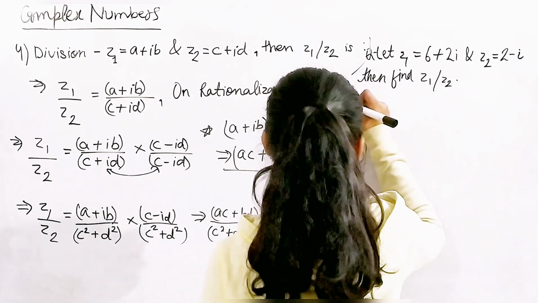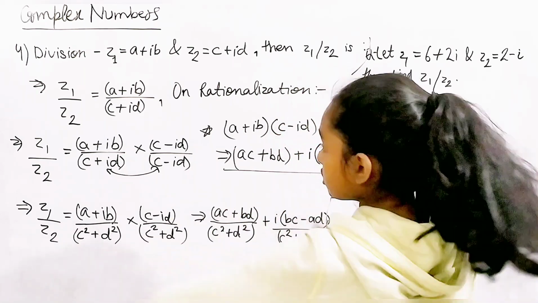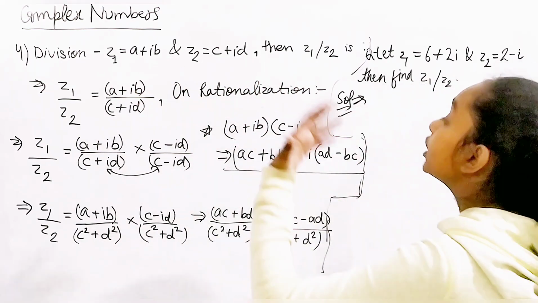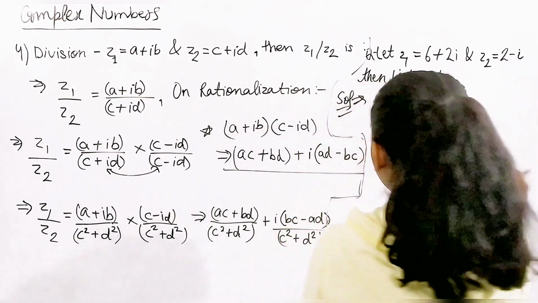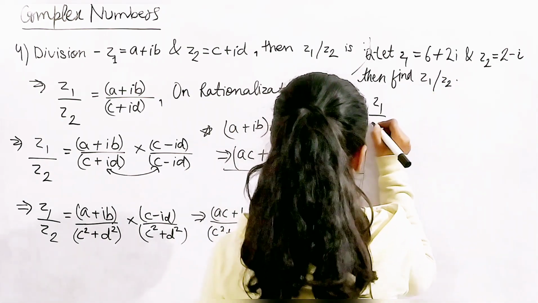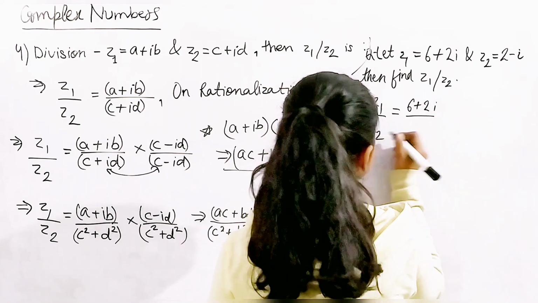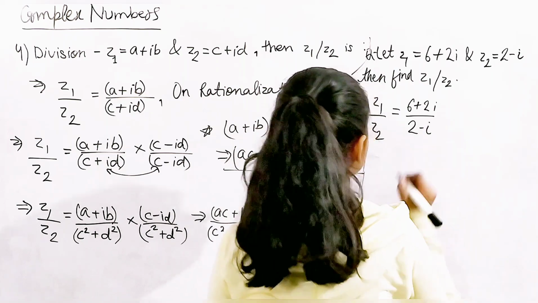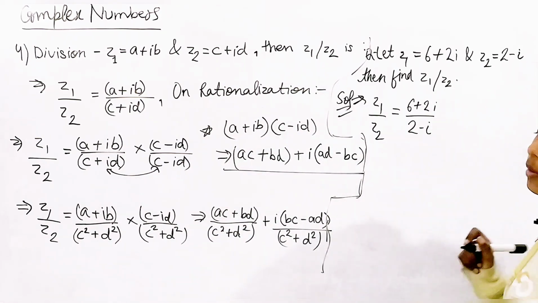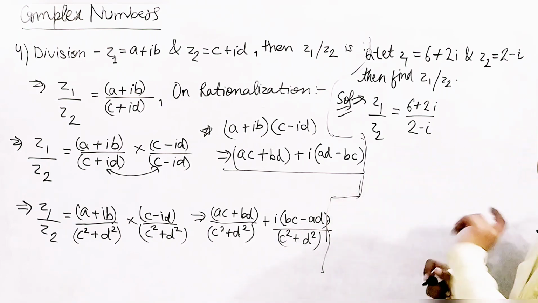Now let's solve it. We're going to solve this question in this way, using rationalization. On using rationalization, we can easily find this. First, we have to find z1 by z2. The value of z1 is 6 plus 2 iota, and z2 is 2 minus iota. In the denominator, we have 2 minus iota, and on conjugating it, we get 2 plus iota. That's it.